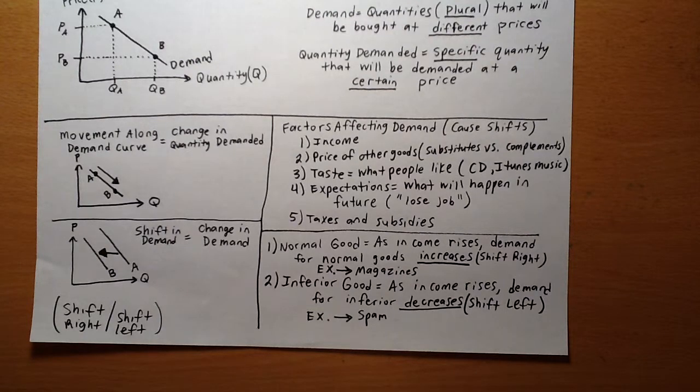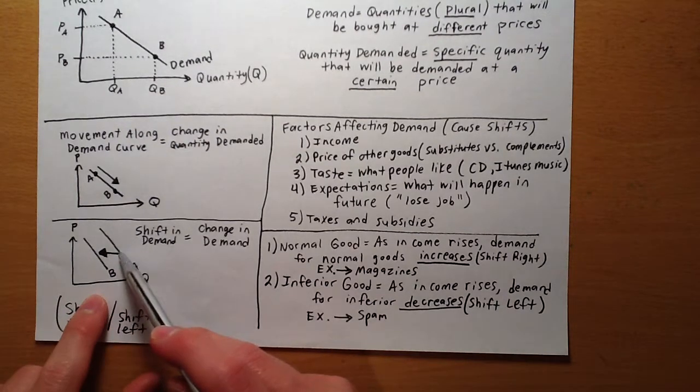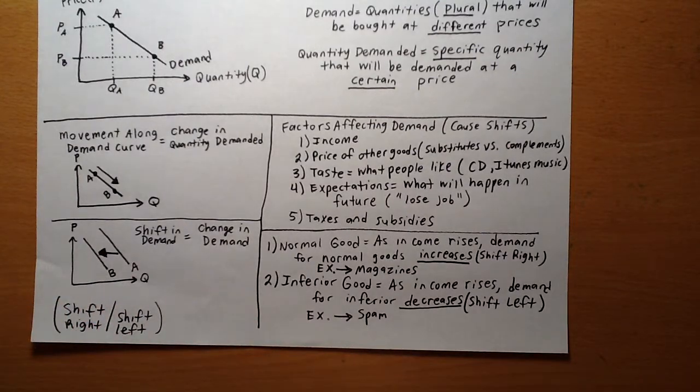But let's talk about inferior goods. For inferior goods, as income rises, demand for the inferior good decreases or shifts left. So it's shifting from here to here. The curve shifts left. So as I become poorer, I lose my job, I make less money, I start buying more of these goods. So it's usually goods we think of as being less desirable. So Spam, that gross meat stuff in a can. People that make a lot of money don't usually eat Spam. So if my income decreases, my demand for Spam increases because it's an inferior good.